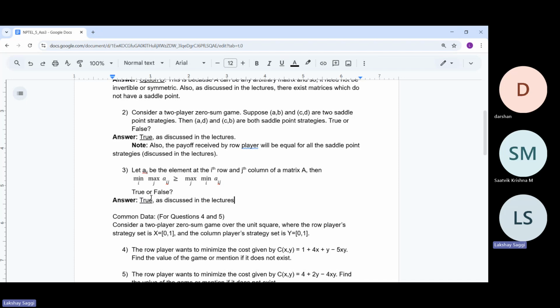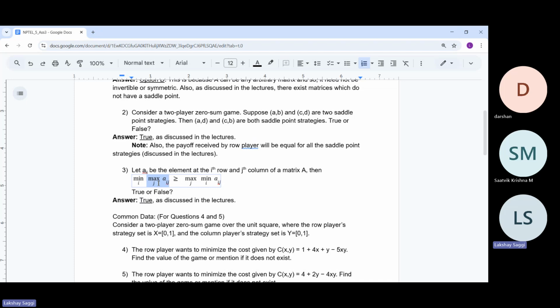Just to reiterate, what does this property mean? Let's look at this side first of all. Let's look at the inner thing first. It says that the Aij over all possible j's. What we are doing is, suppose we have a fixed i, and what is i?